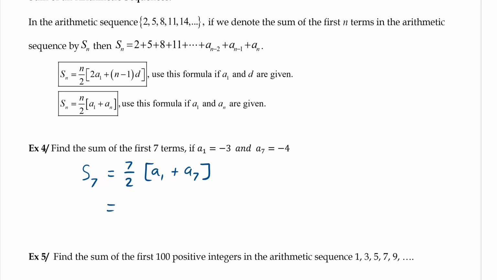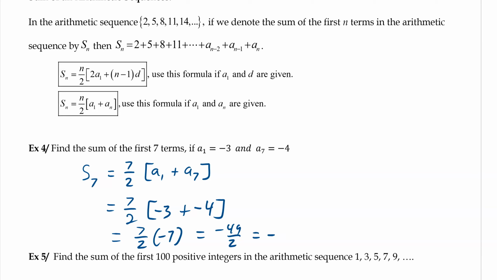This means that we can just plug it in. Our a sub 1 is negative 3. Our a sub 7 is negative, between the math in my head, negative 4. And so this would be 7 over 2 times negative 7, which is negative 49 over 2, or negative 24.5.